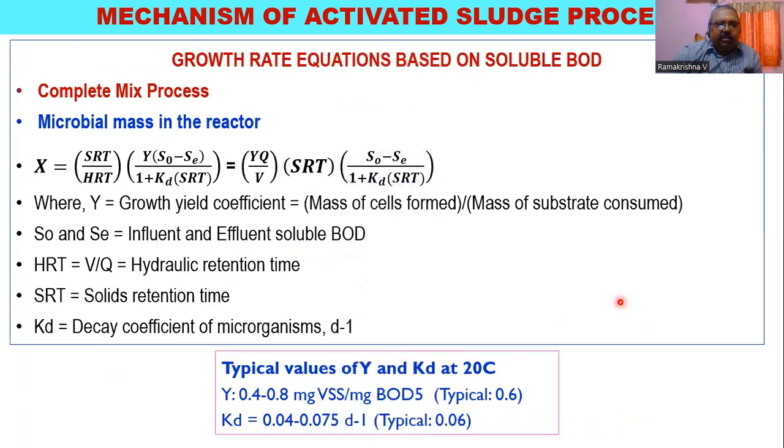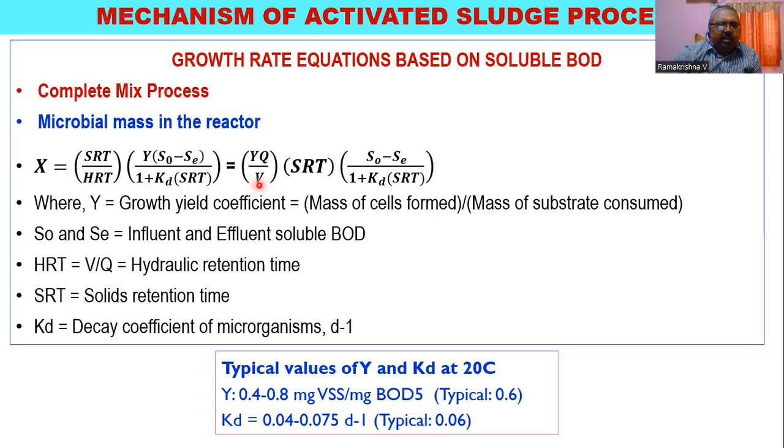So based on this soluble BOD concept, some growth rate equations are there. In the complete mix process, to find out the microbial mass in the reactor, that is nothing but X, where MLVSS is there. So now we will write down the equation as X = (SRT/HRT) × Y × (S0 − SE) / (1 + KD × SRT). So HRT is nothing but V by Q.